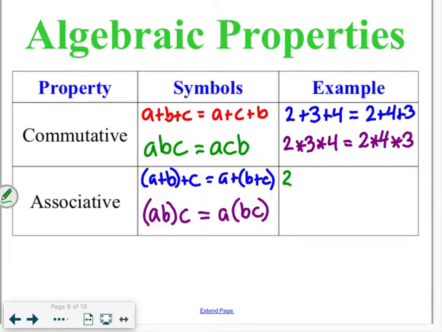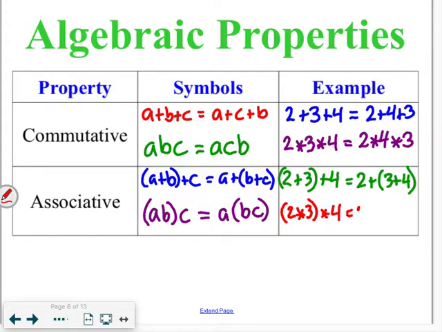Again, looking at a number example, we can do 2 plus 3 in parentheses plus 4. 2 plus 3 is 5, plus 4 is 9, and that is the same thing as 2 plus 3 plus 4. Solving parentheses first, we get 7, plus the 2 gets us back to the 9. Same things work with the multiplication. 2 times 3 gives us 6, times 4 gives us the 24, which is the same thing as 2 times, in parentheses, 3 times 4 is 12, times 2 still gives us 24.